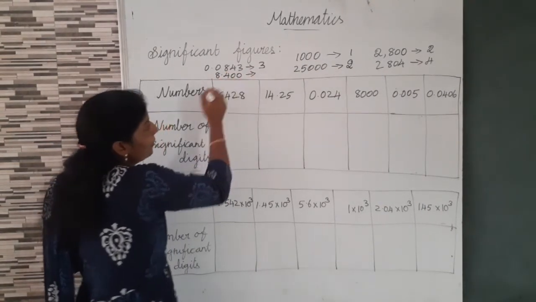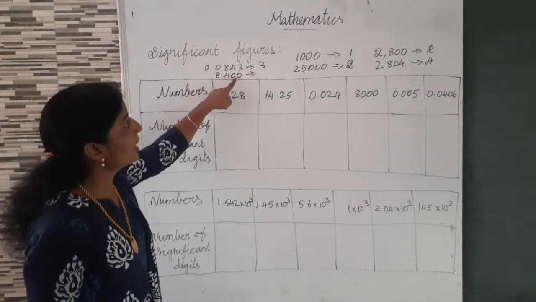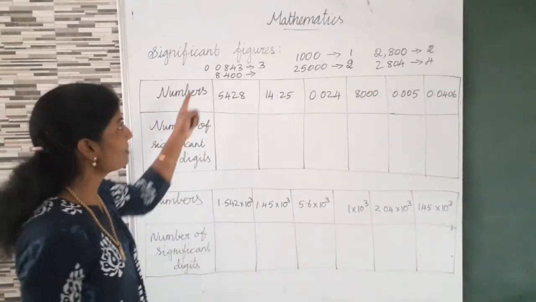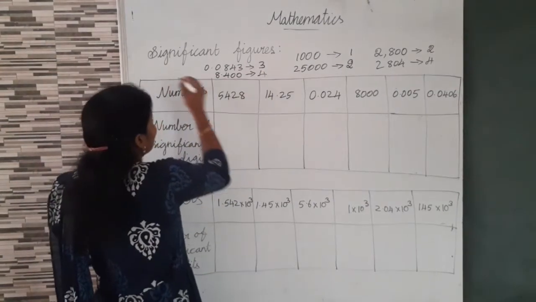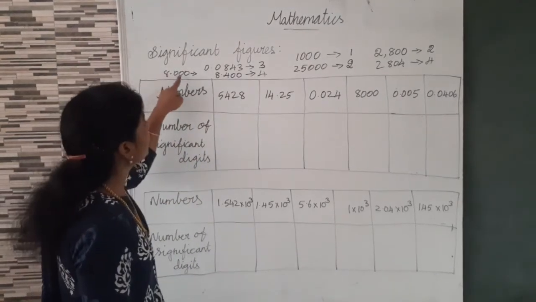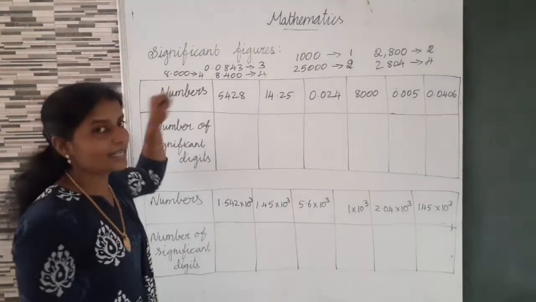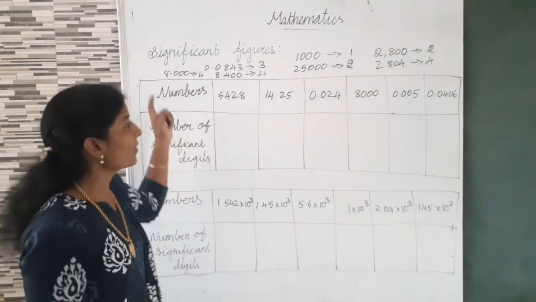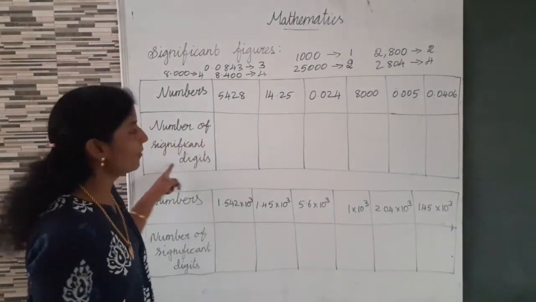8.400. How many significant digits are there? 1, 2, 3, 4. In the decimal place, we can add the 0 digit also. In the decimal number means, we can add this 0. Suppose here, this is 4. 8.000 means how many significant digits are there? 1, 2, 3, 4. Decimal number means we can add this 0 digit. Okay, what's the difference between whole number and decimal number? Clear? Now we can use that technique and write how many significant digits are there.